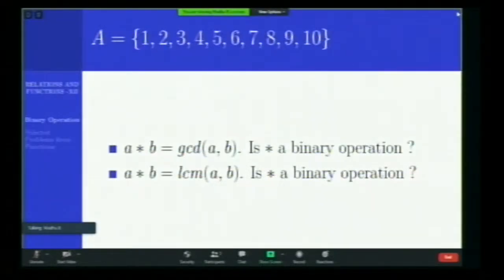Can this kind of thing be extended to things other than numbers? That is what we are going to show you now. The question is, suppose I have a set capital X.